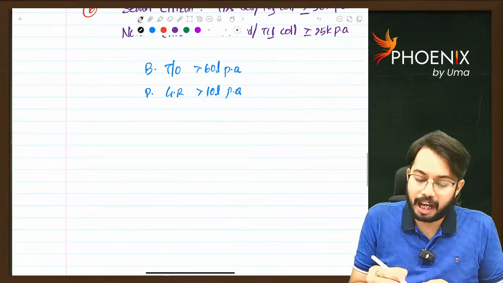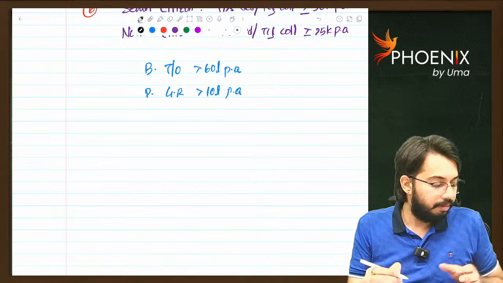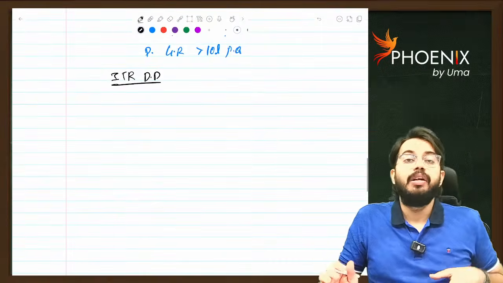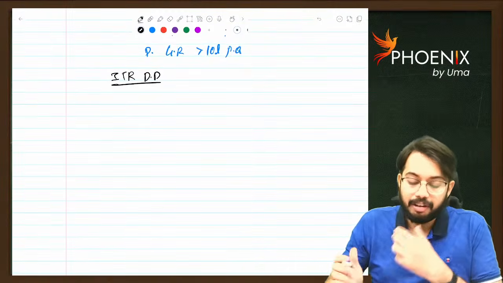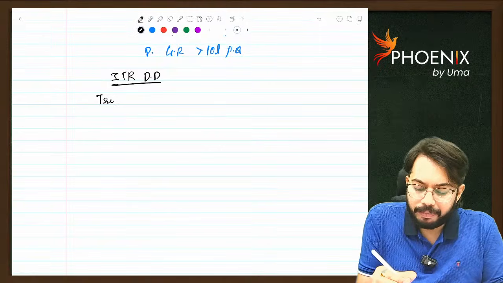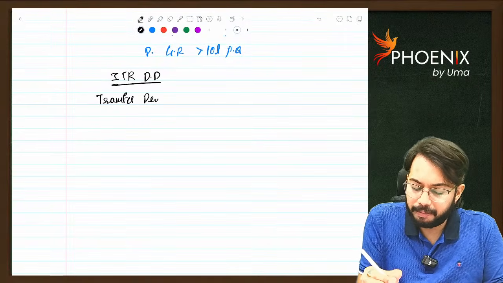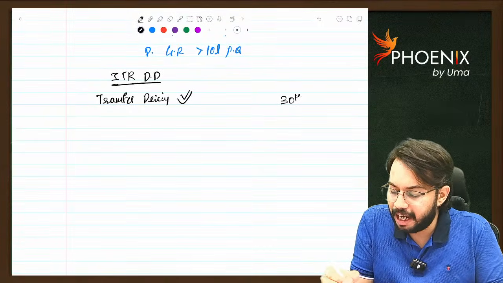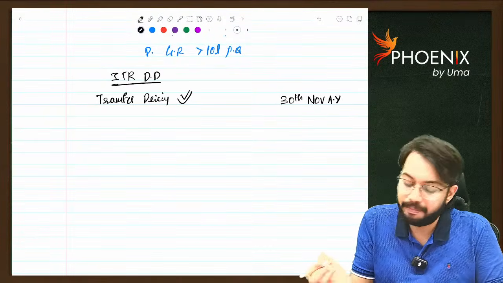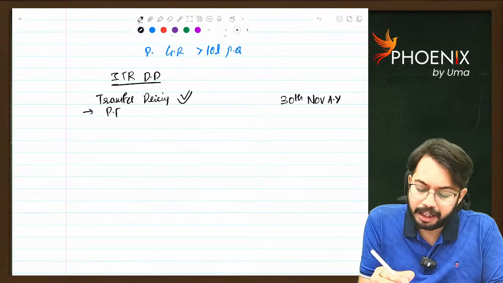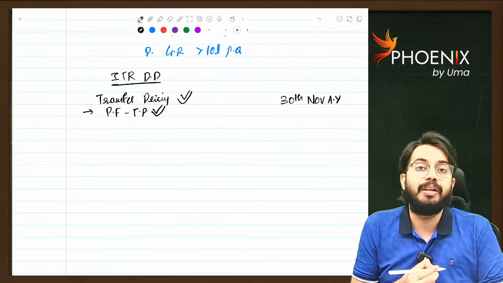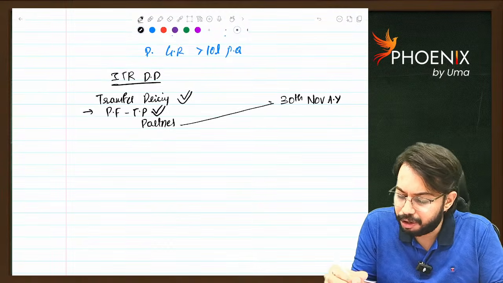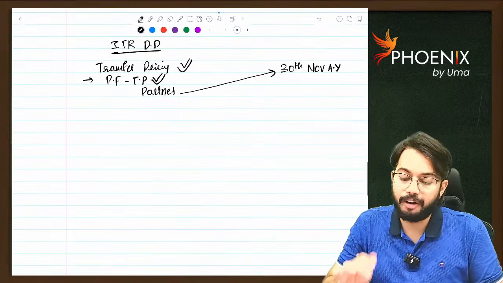Shall we discuss ITR due dates? Yesterday only we discussed transfer pricing. Those assessees for whom transfer pricing provisions are applicable and who are required to submit a transfer pricing audit report, for them the due date for filing ITR is 30th November of the assessment year. For example, for a partnership firm, if transfer pricing provisions are applicable, then not only for the partnership firm, but for the partners also the due date for filing ITR is 30th November of the assessment year.